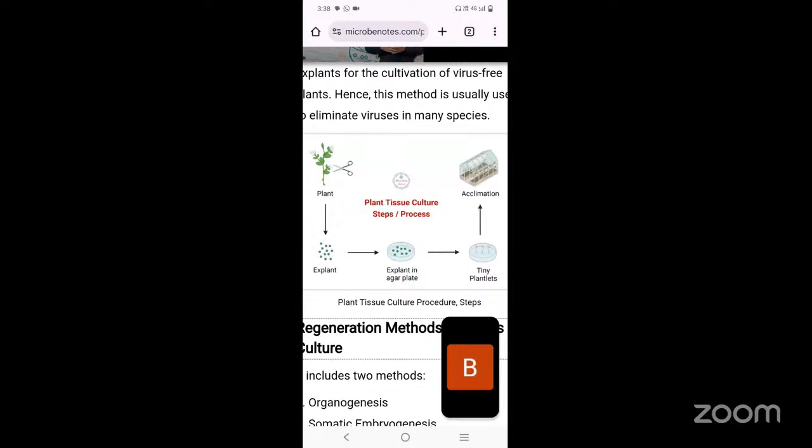So acclimatization is the final stage, when the plantlets grown in tissue culture, after some days, one or two days, are shifted to the field or to greenhouses.